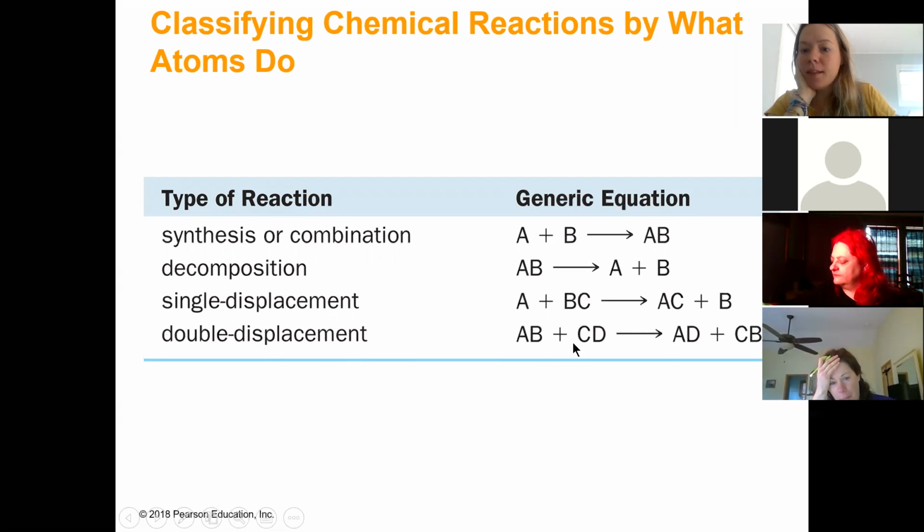Double displacement, again, this is like our swinger situation. So we have a couple here and a couple here and they flip-flop partners. Again, it's a conservative swinger situation. So A is going to go with D and C is going to go with B, or the metal is only going to swap with the other metal. So it'll be metal, non-metal, metal, non-metal as our products. This is very similar to the precipitate reaction, right? It actually is a precipitate. The precipitate reaction is a double displacement.